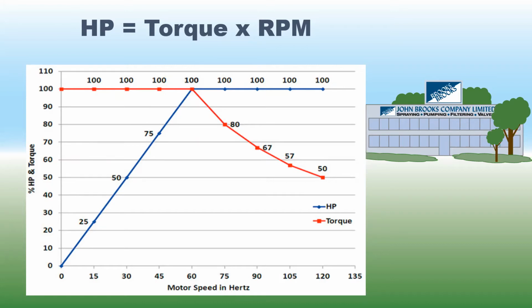Once we go above 60 hertz, there are some situations where it's beneficial to overspeed a motor. The horsepower is now the constant in this equation. So when we're operating above 60 hertz, we will always have 10 horsepower available from our 10 horse motor, but the torque available is going to drop off. And again, it's according to that equation. If you flip it around, the torque is going to equal the horsepower divided by the RPM.